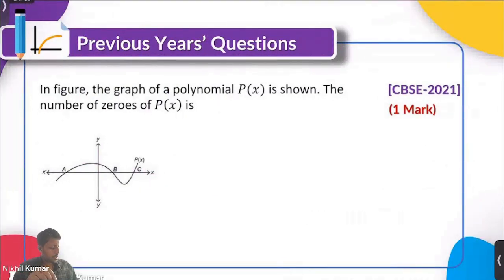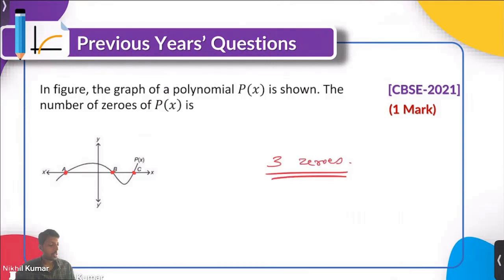Here's a previous year question from this section. Usually you get such questions from this section, so very simple, very easy ones. Try this out. Let's look at the solution. To find the number of zeros, you just have to count at how many places this graph is cutting the x-axis. It's cutting at 3 places, so the answer is 3 zeros.